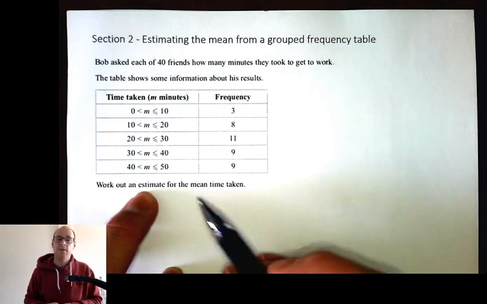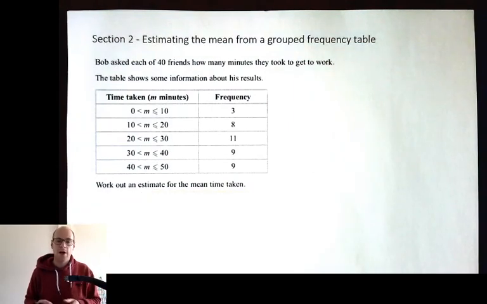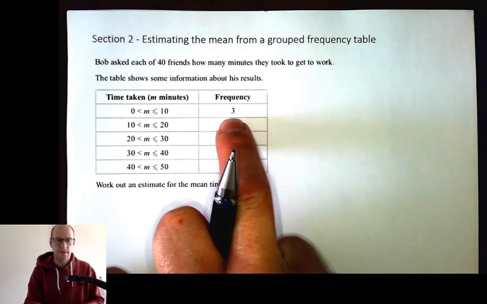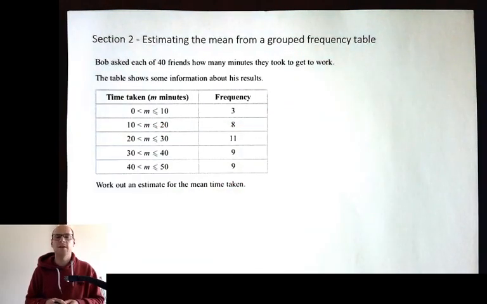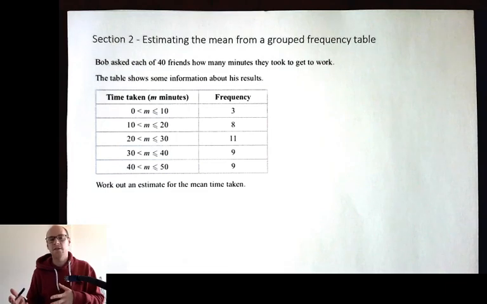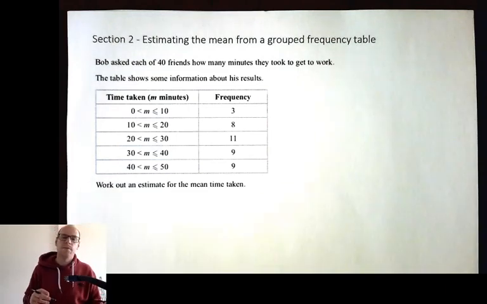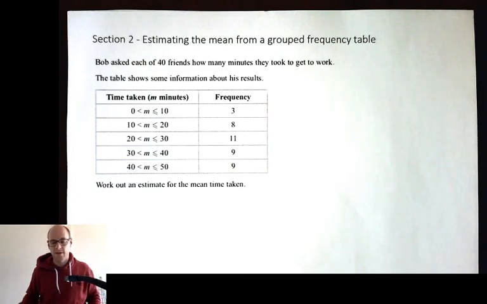Well, the reason that it's an estimate is because you don't actually know what the data is. You've lost some of the information. You know that there are 3 bits of data between 0 and 10, but you don't know exactly where that data lies. They could all be 8s, they could all be 2s. So we have to obviously estimate, we have to guess what those bits of data are, and that's exactly what we're going to do. We are going to work out or estimate what the data is.